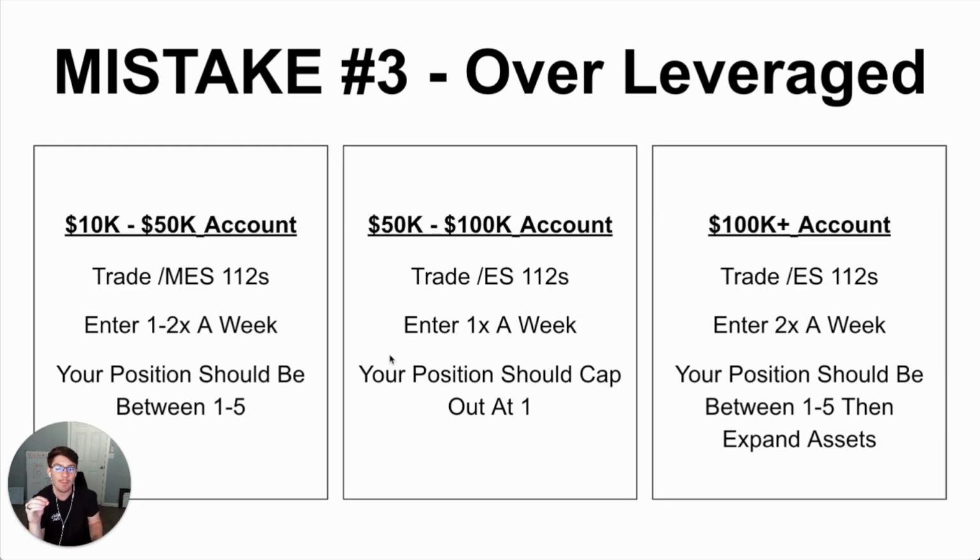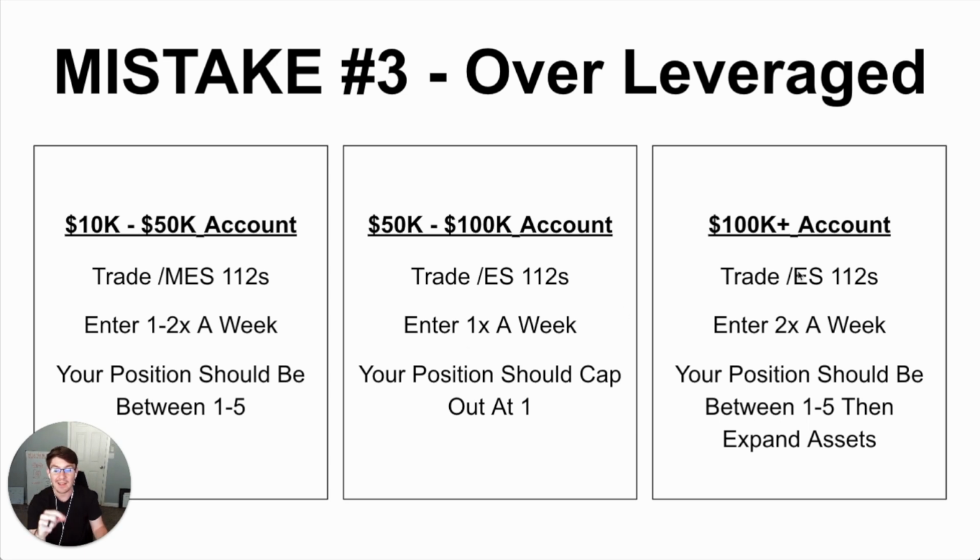If we break this down based on account size, it looks like this. So based on a positional understanding of this, if you have a $10,000 to $50,000 account, you should be trading the MES 112s, which are a lot smaller, and entering 1 to 2 times a week. Okay, so again, very small position sizing. If you're trading a $50,000 to $100,000 account, you're trading ES 112s once a week, and your max cap should be 1 position as you go each week, and you shouldn't scale with that.